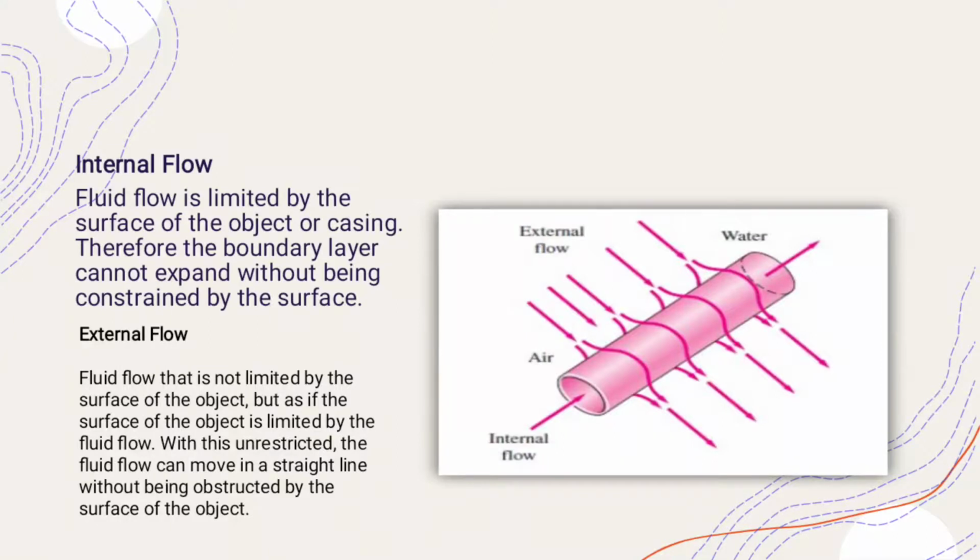Internal flow. Fluid flow that is limited by the surface of the object or casing. Therefore, the boundary layer cannot expand without being constrained by the surface. External flow. Fluid flow that is not limited by the surface of the object, but as if the surface of the object is limited by the fluid flow. With this unrestricted flow, the fluid can move in a straight line without being obstructed by the surface or the object, as shown in the figure on the right.